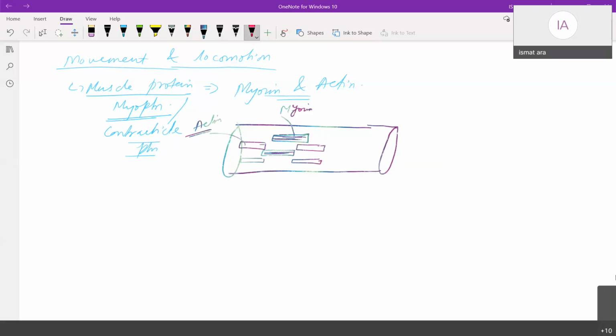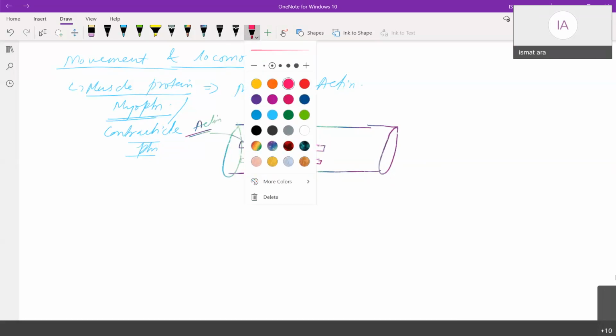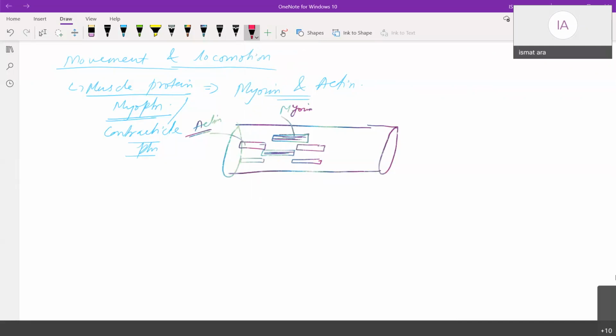Between this arrangement, what can we see? With this actin protein, some line is passing. What is the name of that line? Suppose this is the line. Now, this line is called Z line.